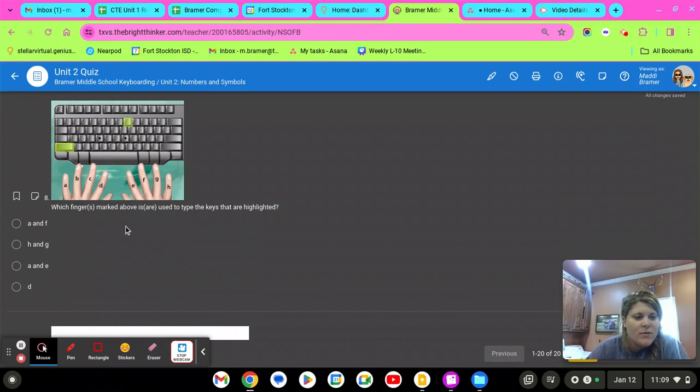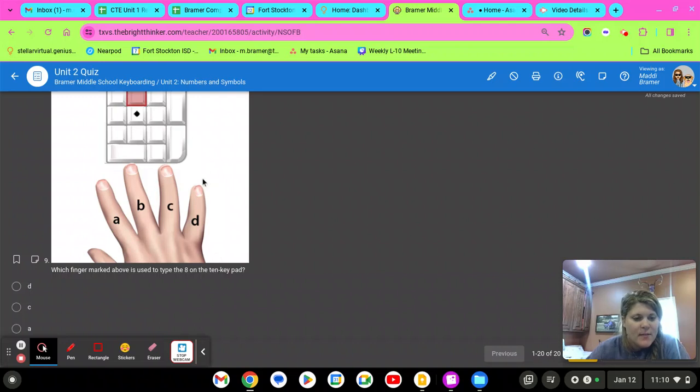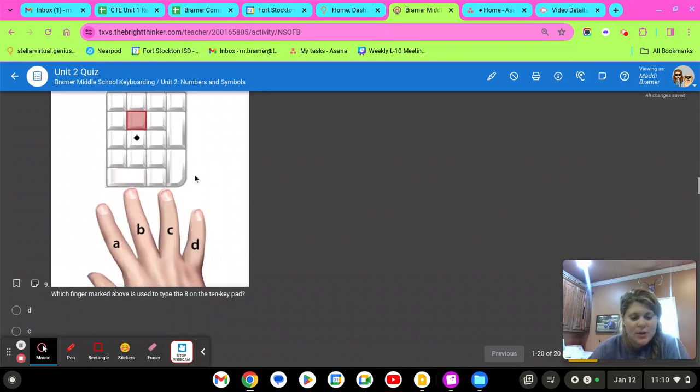Okay, and then it's asking what fingers are used for these keys. Well, we've got a shift key, so that's going to be our left A, so it limits it to either A or C as the answer. And then right here, look at where your hands are resting. So we're using the F key, right? All right, this is another keypad question asking which finger you're going to use to press the 8. That's your middle finger, right? B.